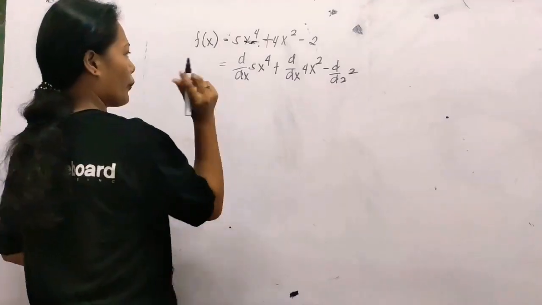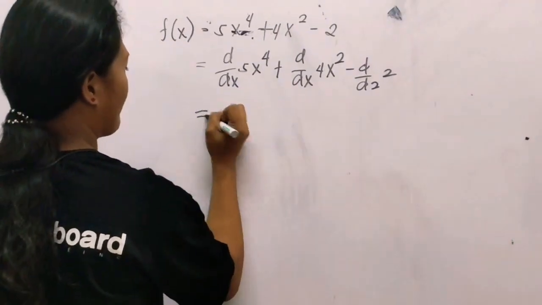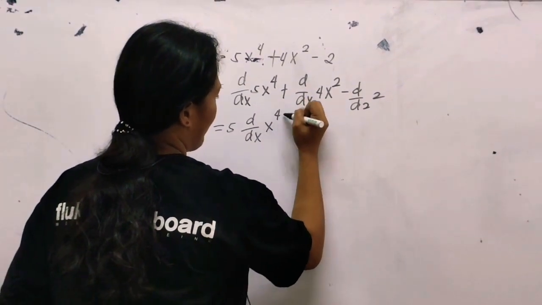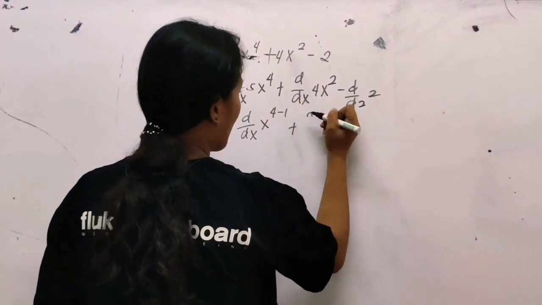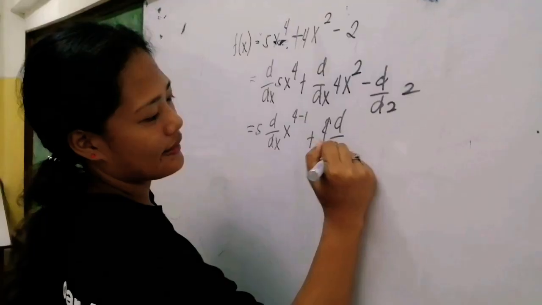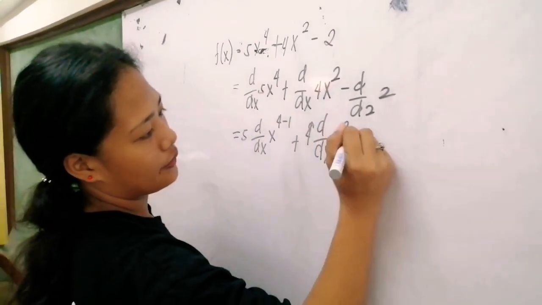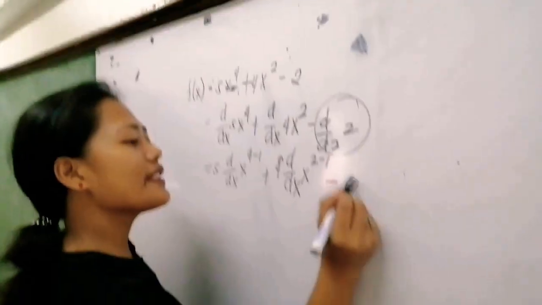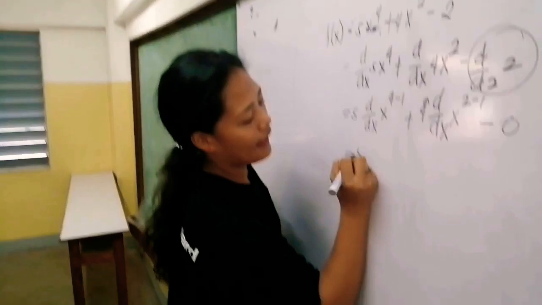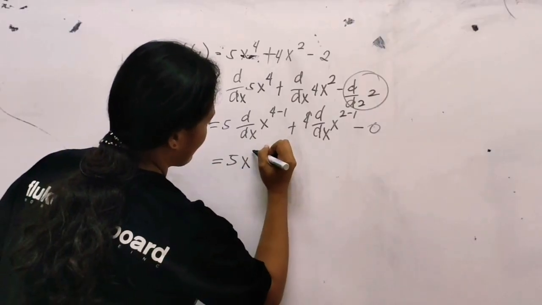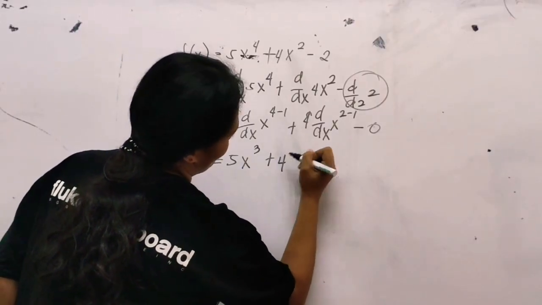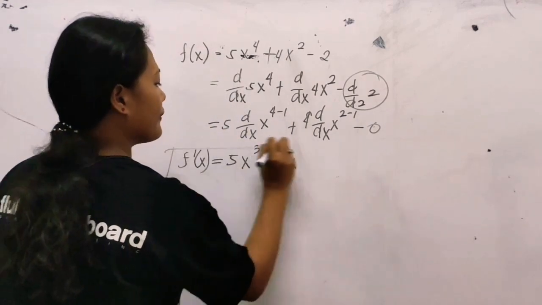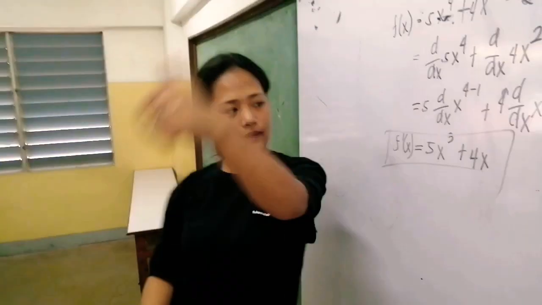So in order to do that, we transpose the 5. So 5 d over dx of x to the power of 4 minus 1, plus 4 d over dx of x squared minus 1. And this is a constant, so we put 0. The answer is 5x cubed plus 4x. This is the final answer. That's it.